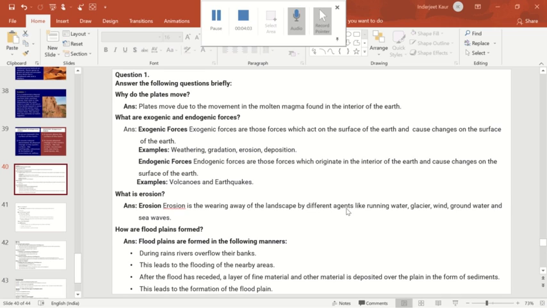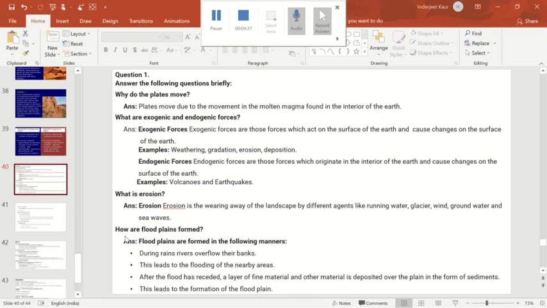Now, what are the agents? Like the running water, glacier, wind, groundwater and sea waves. So, these are the agents. All these agents are working on the surface of the earth, and they are eroding the landscape. They are moving, or they are dissolving with them, or they are taking away with them the landscape, and this is how they are changing the landform.